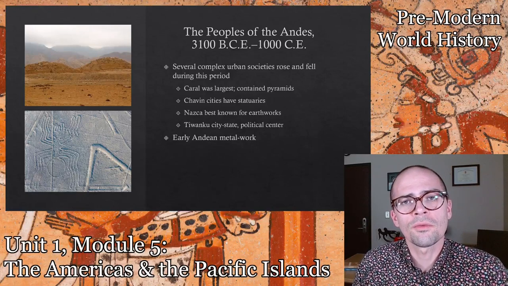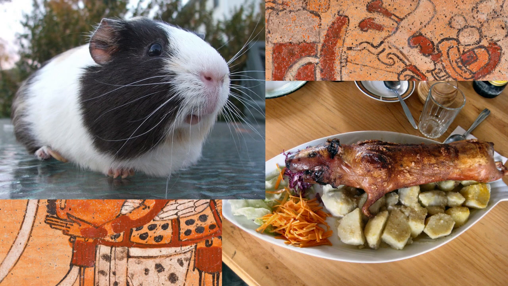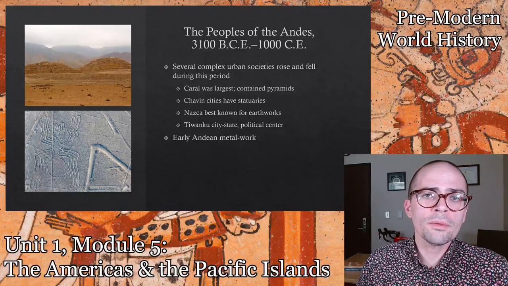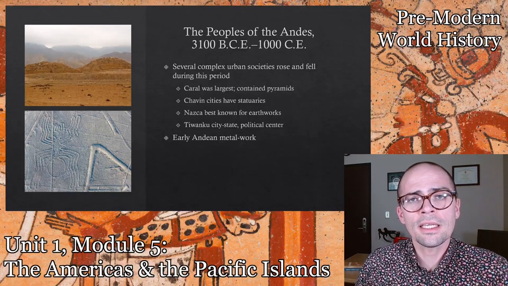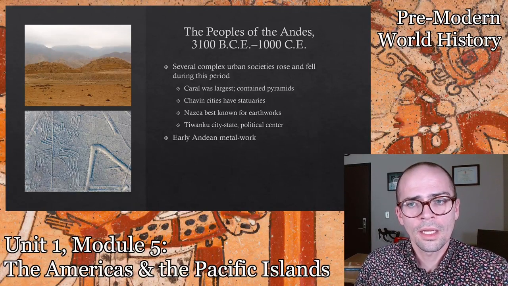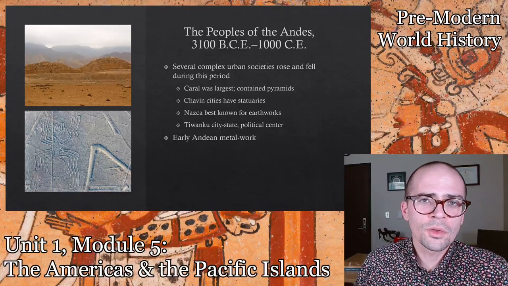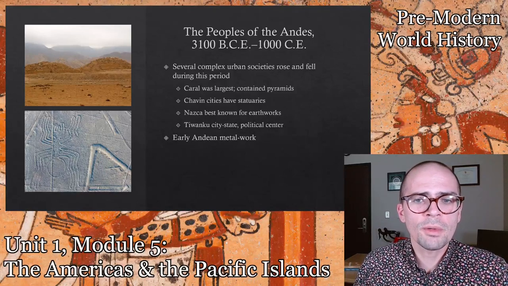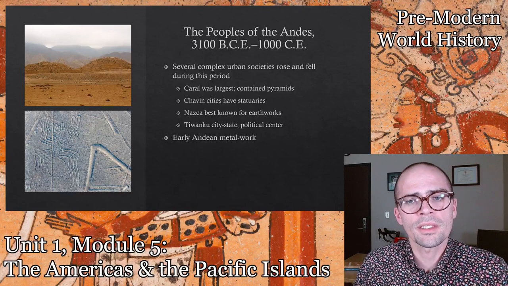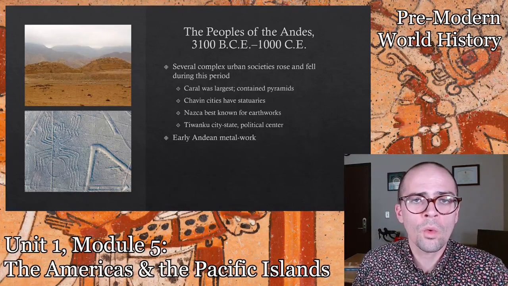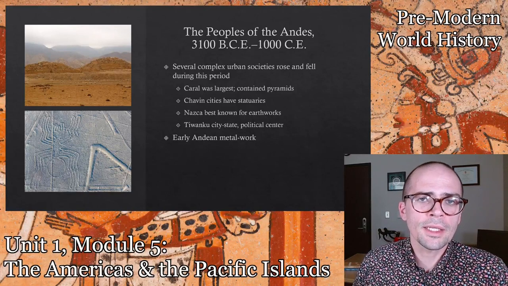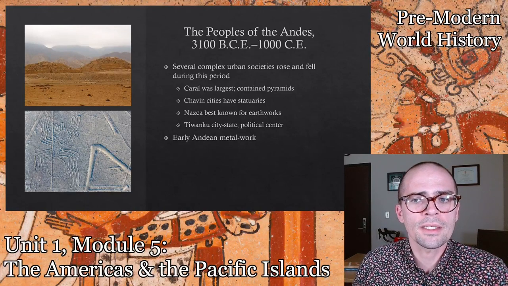The main source of protein is guinea pigs. The earliest urban center in the Americas, and I mean anywhere in the Americas at all, is a city called Corral. It's about 100 miles north of Lima in Peru and about 14 miles away from the Pacific coast. And we've known about this place for a long time, but it was only in 2001 that we were able to date it to about 3100 BCE.